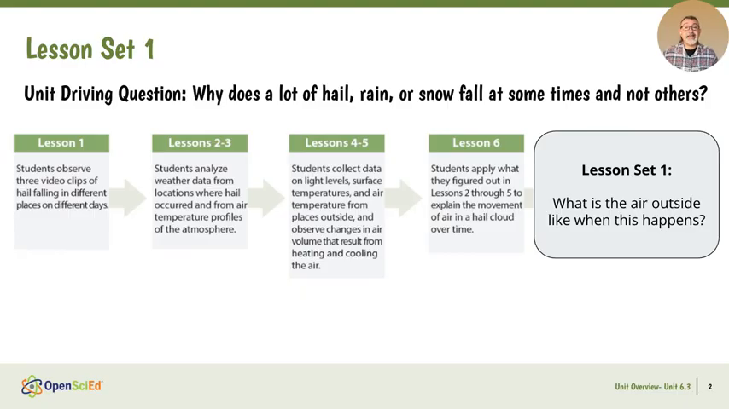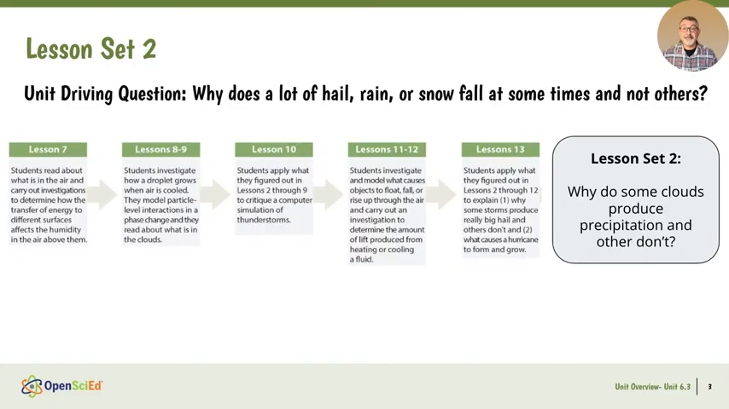Lesson set 1 contains 6 lessons, which help students answer the question about weather conditions and what the air is like outside when hail occurs. Lesson set 2 takes us through lesson number 13, which helps students think more about water and moisture in the atmosphere. By the end of this lesson set, students answer the question about why some clouds produce precipitation while others do not.